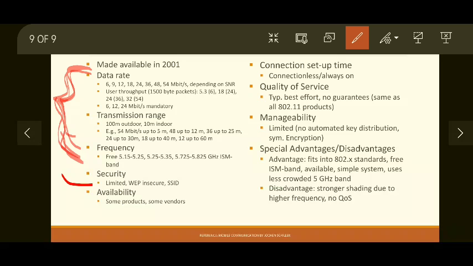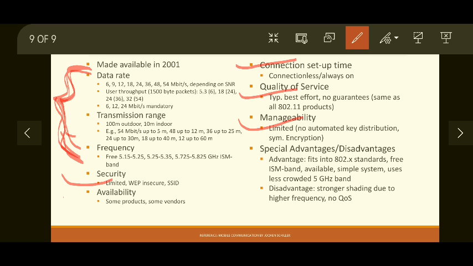So if you see security, this is similar to 802.11b. Availability is slightly changed. Connection time is the same compared to 802.11b. Quality of service is also similar to 802.11b. Manageability is also similar to 802.11b. So the change is in these 3 factors.